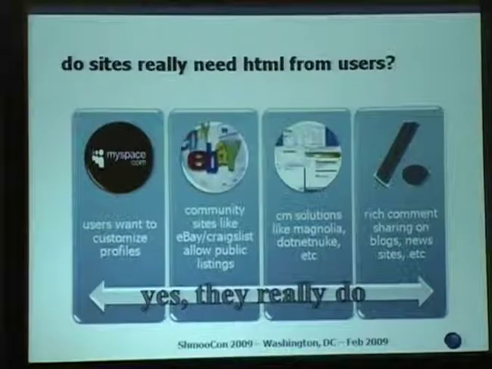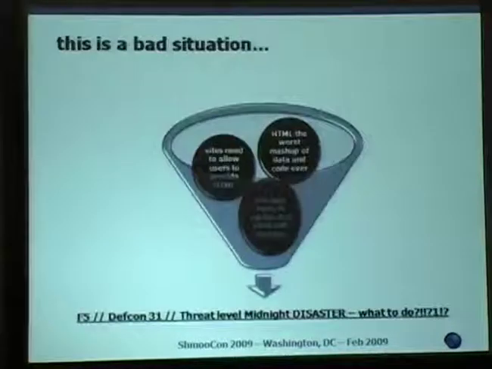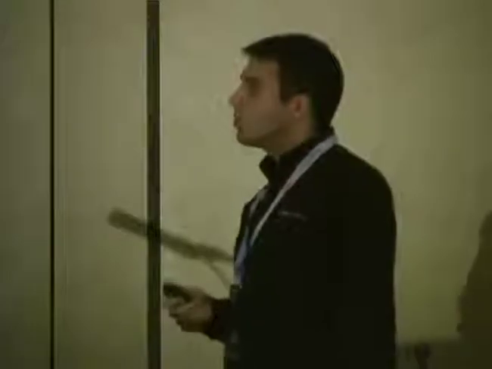So do sites really need HTML from users? We're of the opinion that they really do. Anywhere from user comments to eBay postings, all kinds of stuff like that, CMS. So we think it's unavoidable that users are going to be sharing code. And the web is all about sharing code. So we got this really bad situation where HTML is a really bad mashup of code and data, people trying to validate this stuff in really awkward and ineffective ways. And what we have is a terrible disaster right now. I mean, 95% of the web applications that we look at are vulnerable to cross-site scripting on their first review.